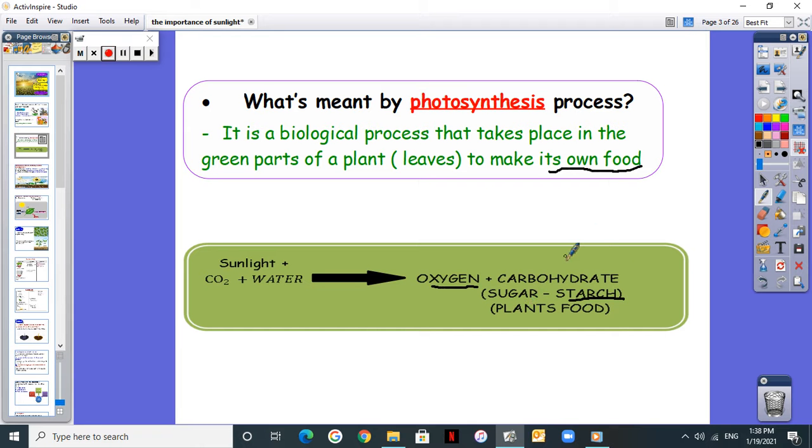So again, what is meant by the photosynthesis process? A biological process that takes place in leaves to make its own food. And plants need water, sunlight, carbon dioxide to carry out the photosynthesis process, and the plants produce from the photosynthesis process oxygen and starch, and the starch is the food of the plants.